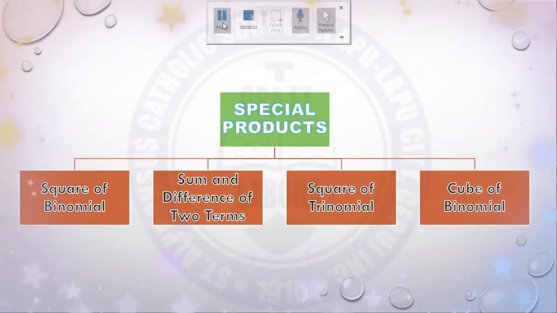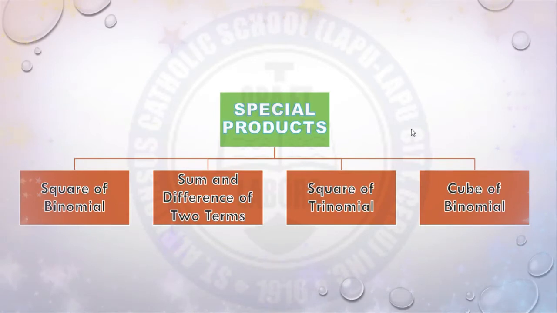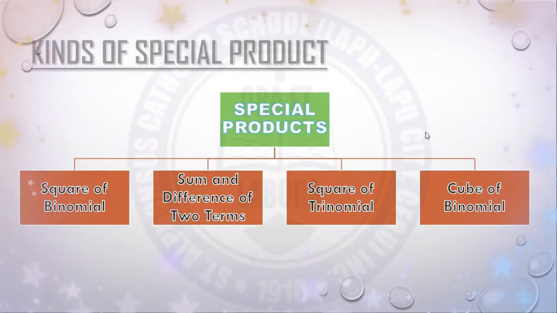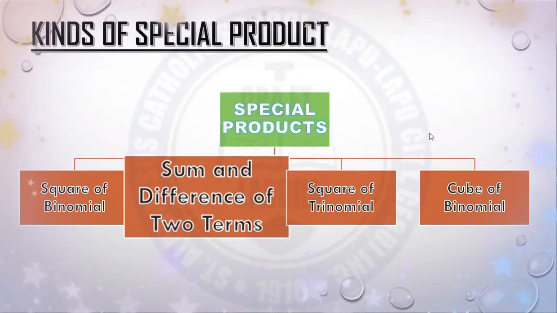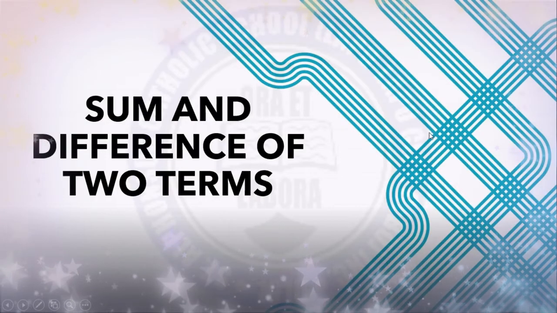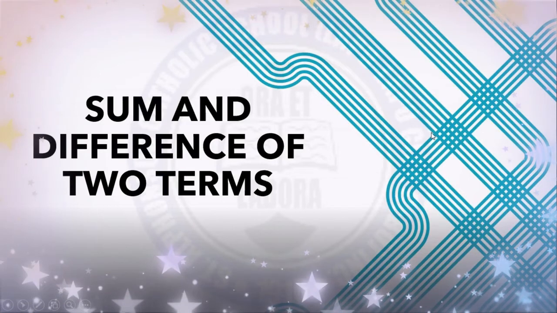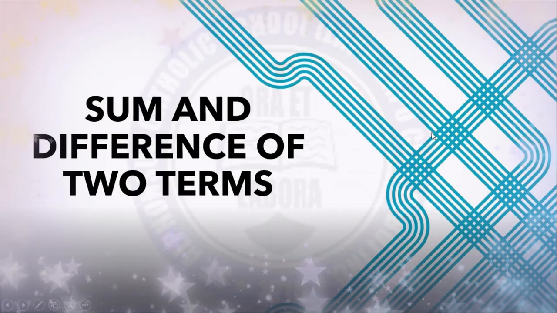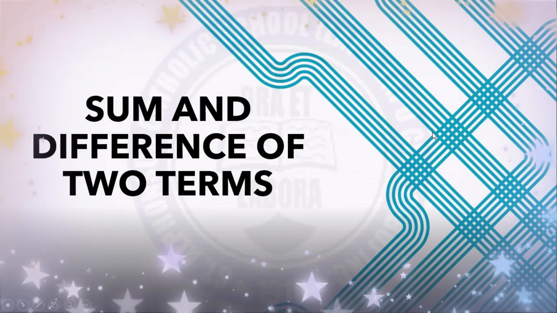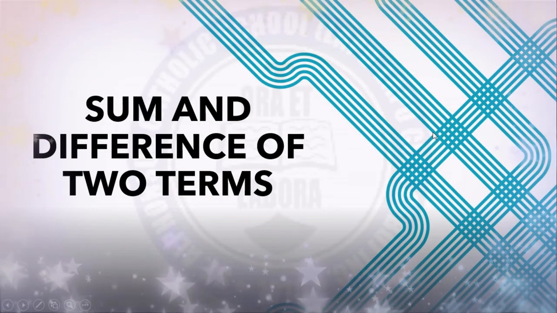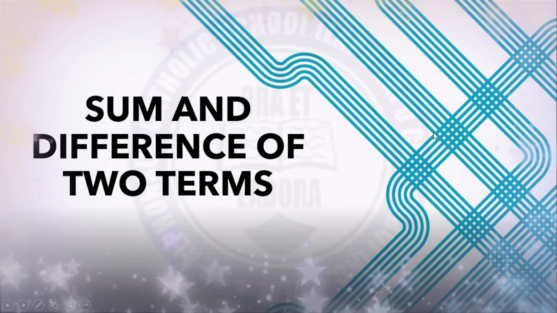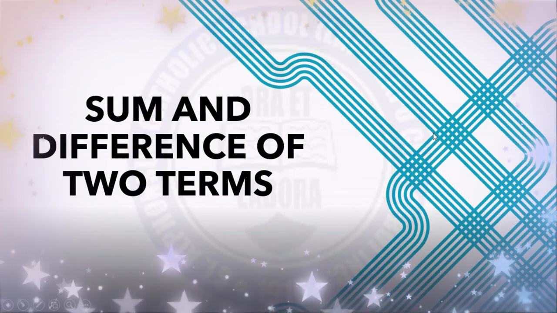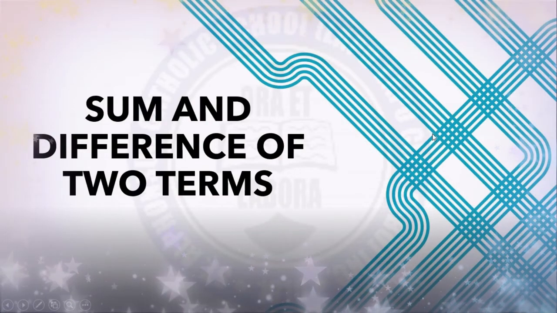Today, we are going to discuss the second type of special product, which is sum and difference of two terms. What is sum? And what is difference? If your choice for sum is the answer for addition, and difference is the answer for subtraction, then good job, you are right.